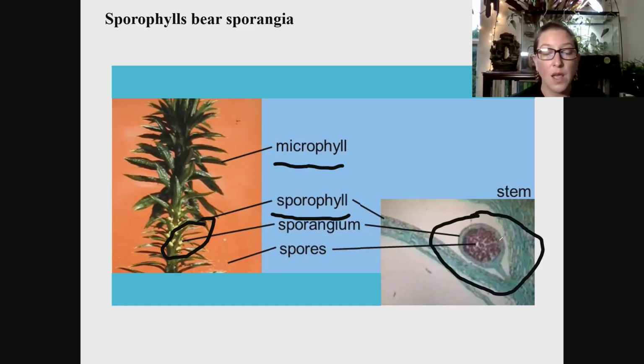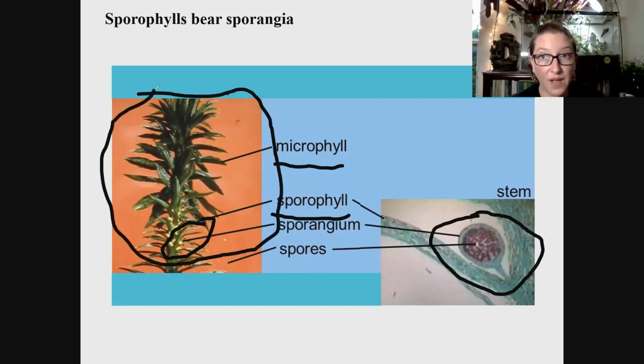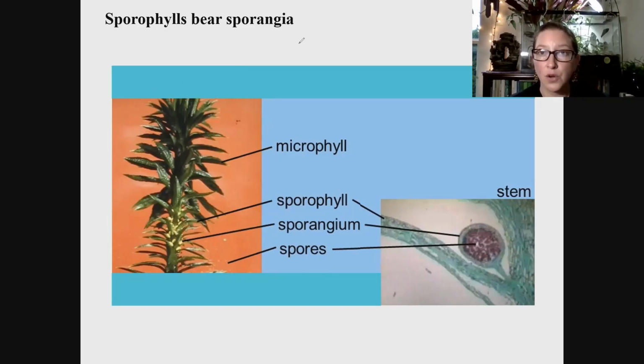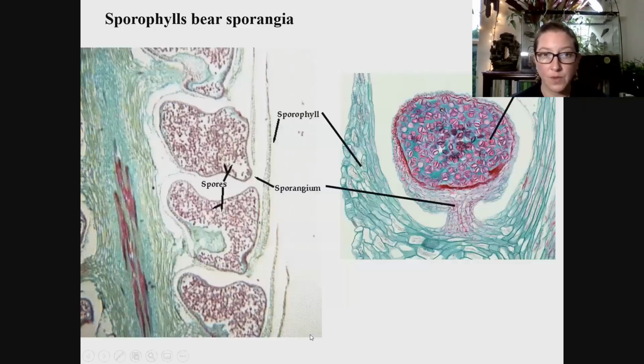Because remember, this whole thing here is the sporophyte plant, 2N. A sporophyte is a plant, or phyte, that makes spores. The way it makes them is via meiosis, and those spores that it makes, which are in the sporangium, are going to be haploid, right? That's what we talked about last time during alternation of generations. Same thing, just a better microscope slide.